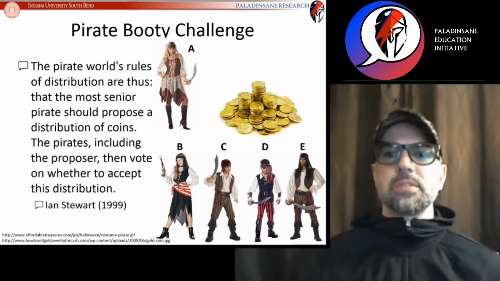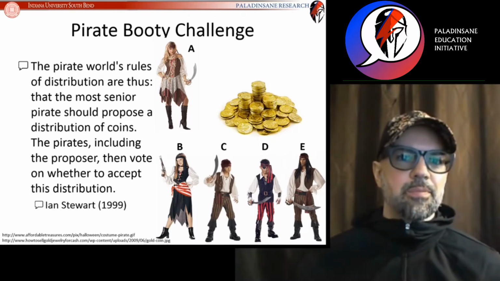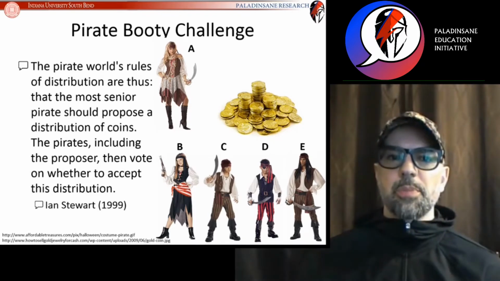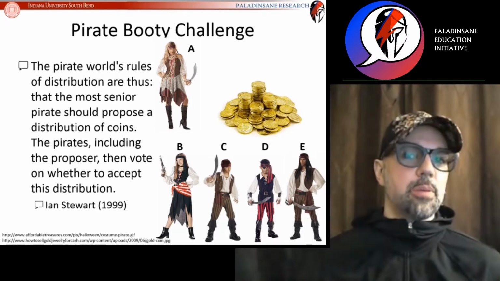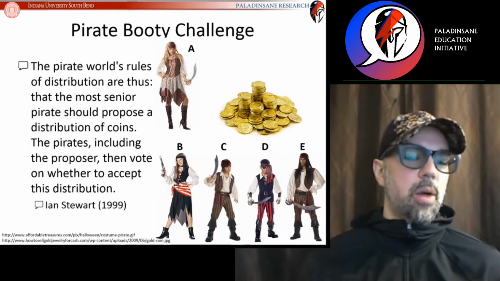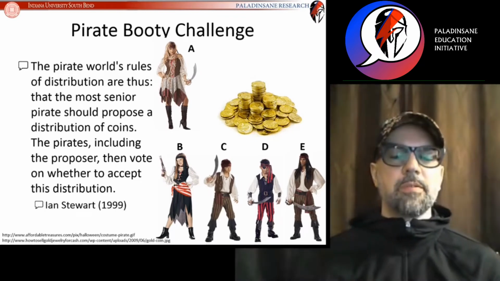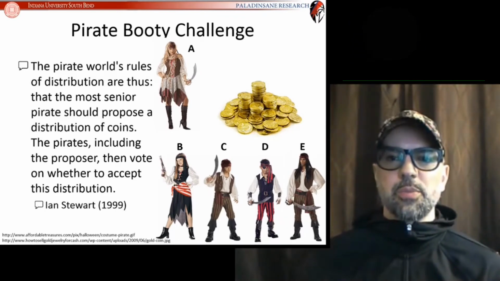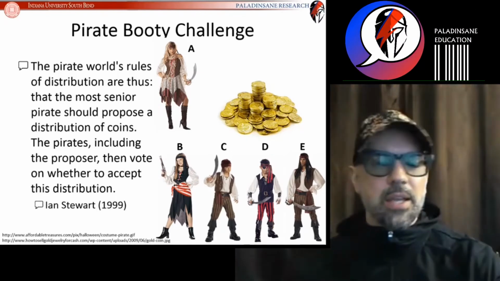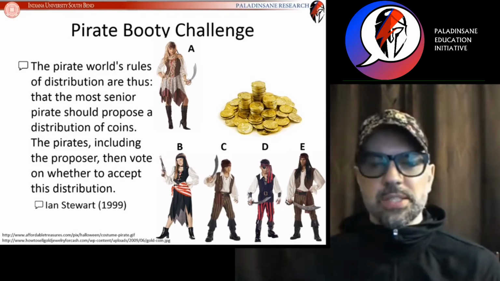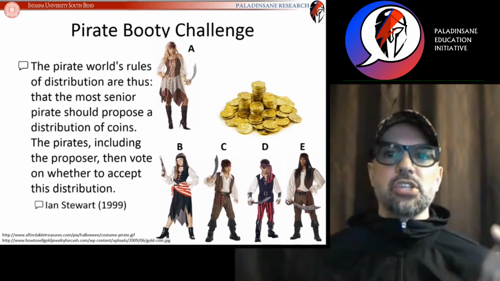In the pirate world, they have pirate rules, and the rules of distribution are thus. The most senior pirate proposes a distribution of coins. So Pirate A gets to propose how they're going to distribute those 100 coins. The pirates then, including the proposer, vote on whether to accept that distribution. So she comes up with a distribution. She says, I'm going to keep this many. Pirate B, you get this many. Pirate C, you get this many. D, I'm going to give you this many. And E, you get this many. And then she says, vote.